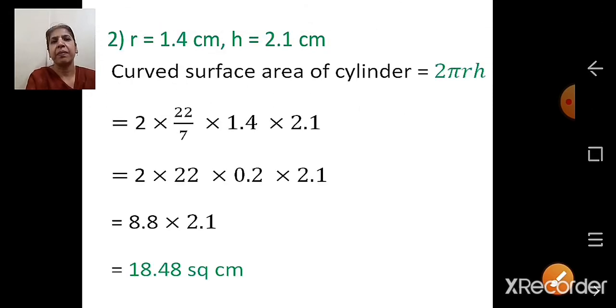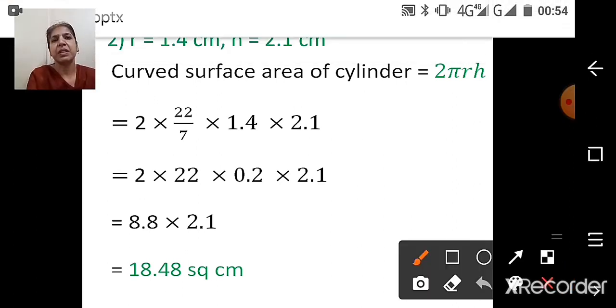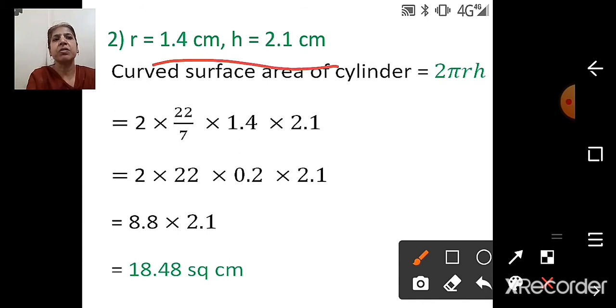Now next sum. Second sum. Radius r is equal to 1.4 centimeter and h is equal to 2.1 centimeter. So here units are same, centimeter, but both are having decimals. Radius is 1.4 and height is 2.1 centimeter. And what we have to find? Yes, first thing, curved surface area of cylinder.